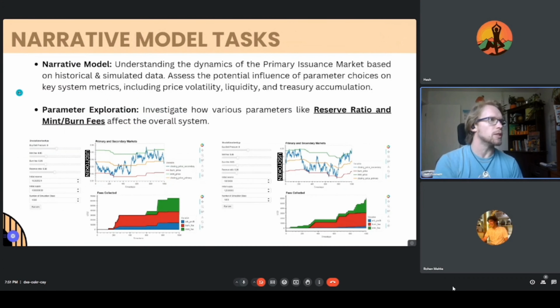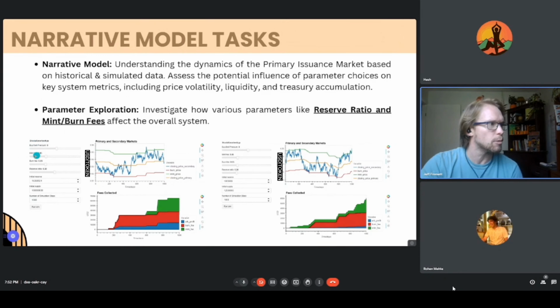Just to run through some of the outcomes that we observed in the narrative model. The point of the narrative model, of course, is to understand the dynamics of the primary issuance market. This is not a quantitative model. None of the numbers here should be taken seriously. This is just basically to demonstrate some of the system behavior under different conditions.